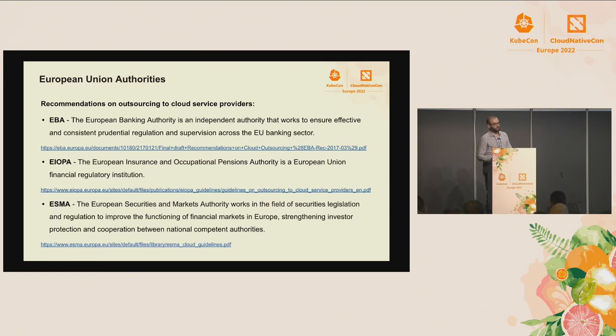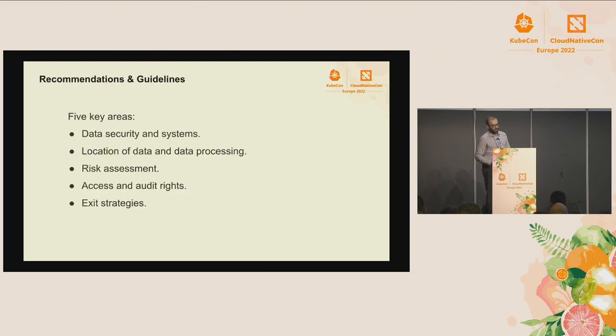This is the most important thing. We need to know these guidelines before we design the system to run in the public cloud and before we design the migration of a system to the cloud. All right, what do we have in these guidelines? We have five key areas.